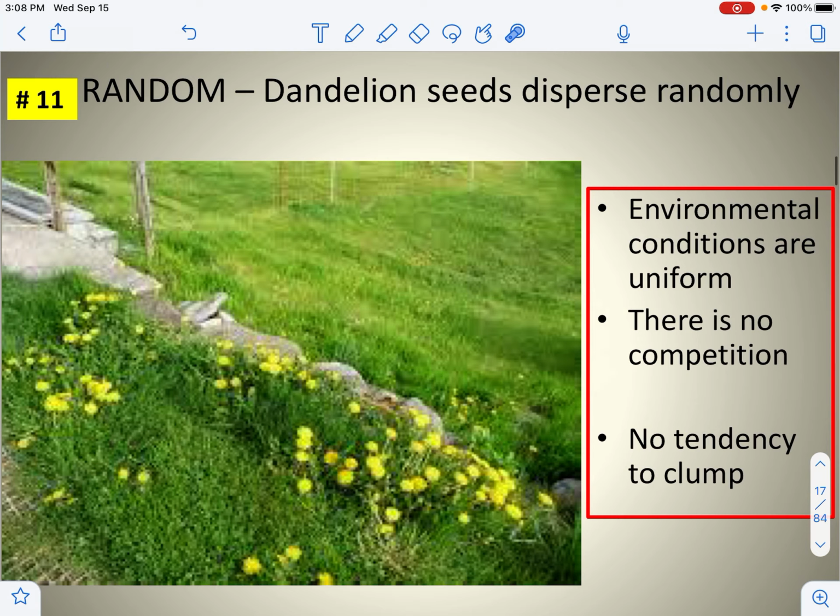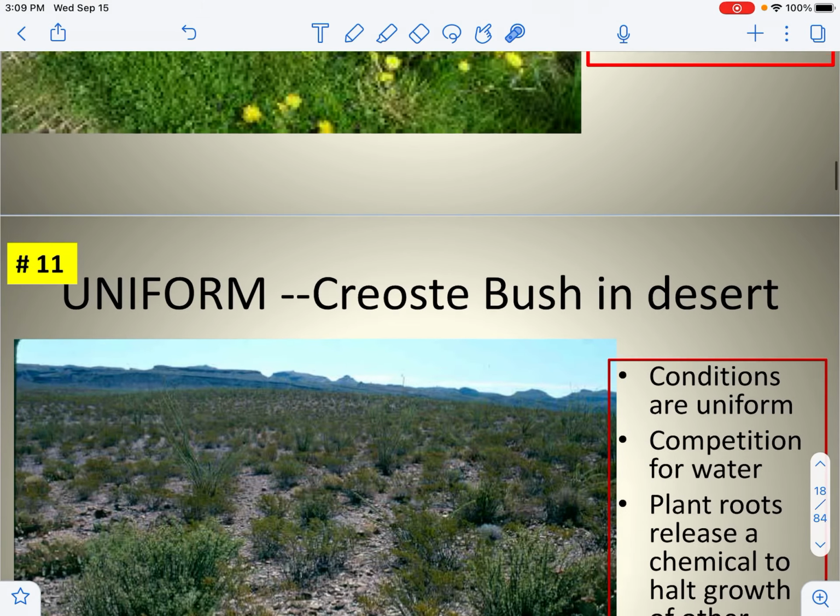I then have examples here that you can read through in the notes, but I give examples of each of the types of spacing. Dandelion seeds are spread randomly in your yard. That's an example of random spacing, but only if the environment is uniform, there's no competition, which there isn't between dandelions, and there's no tendency to clump. They have no reason. They're not like geese that have a flock.